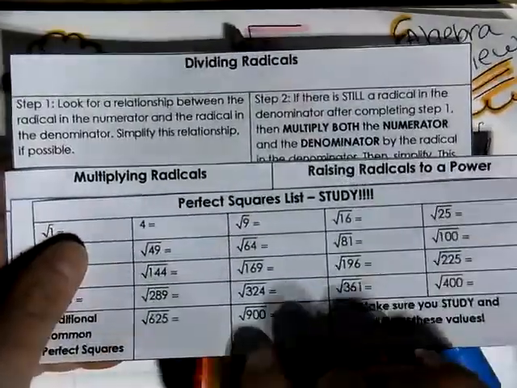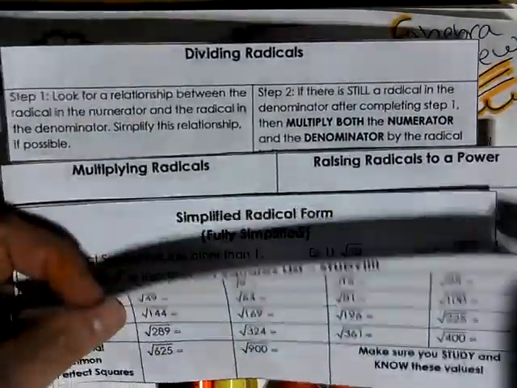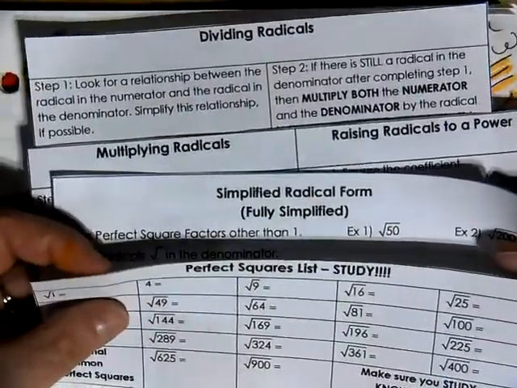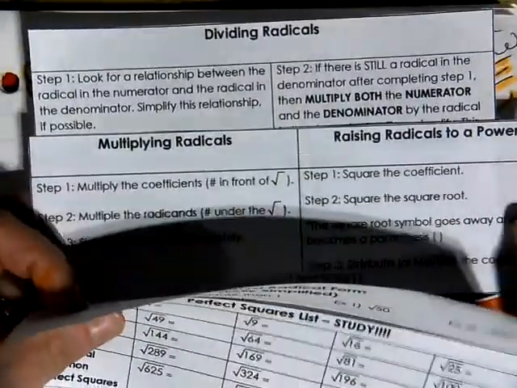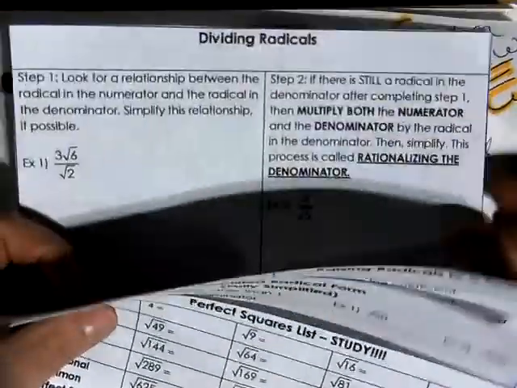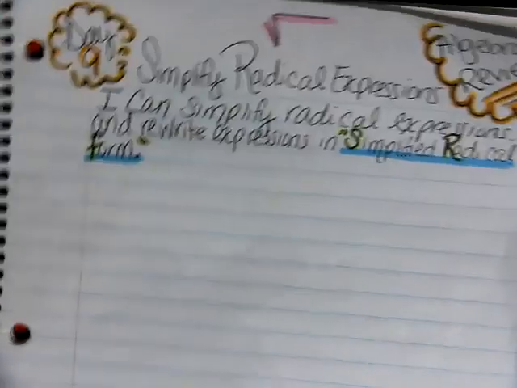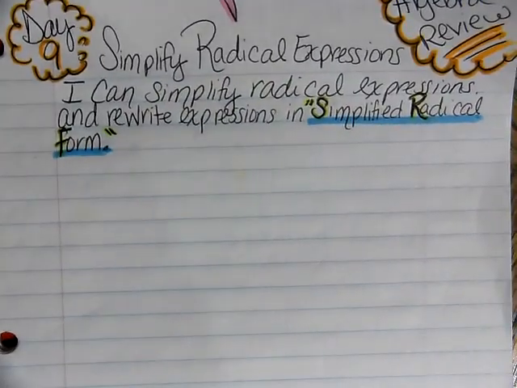interactive notebook cutouts. We will start with the perfect squares list to study, then simplified radical form, then multiplying radicals and raising radicals to a power, and finally dividing radicals. So that is the order in which we are going to be working with our cutouts today. Please feel free to pause the video to grab all of the supplies that you will need in order for you to complete this lesson.